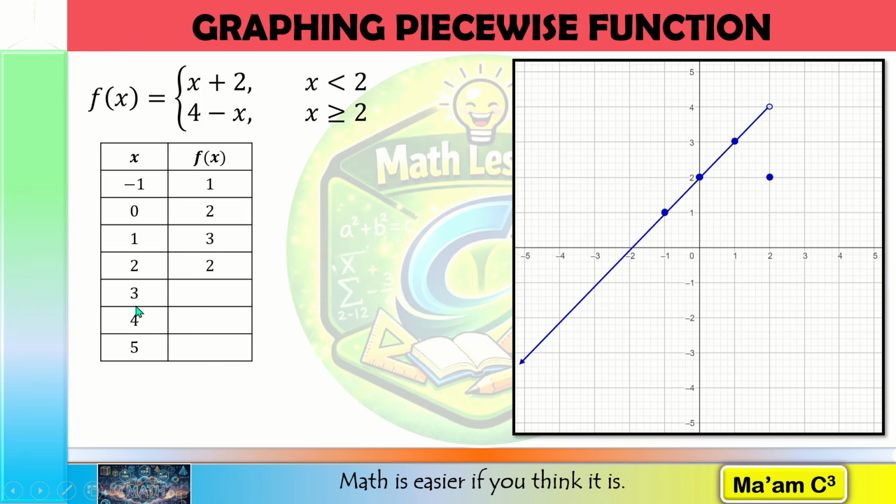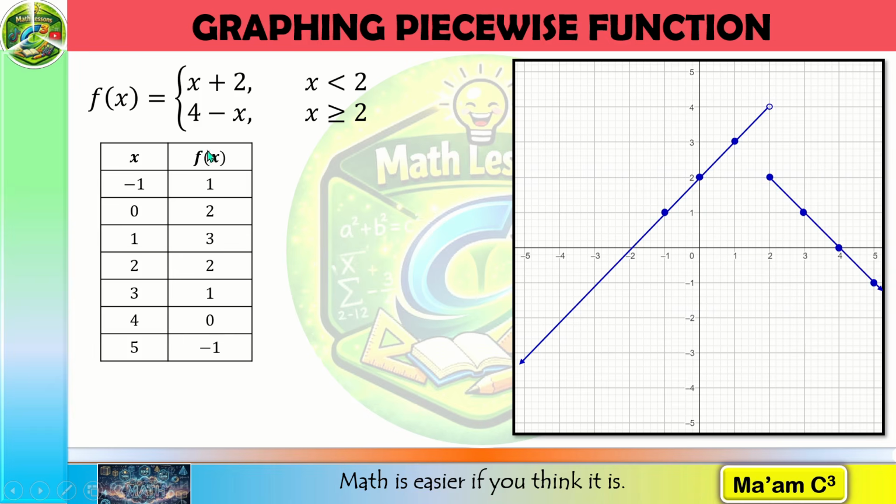Next, let us substitute 3. 3 is greater than 2, so we're going to use this condition. Substituting 3, 4 minus 3 is equal to 1. So x is 3 and y is 1. It's here. Next value, we have 4. 4 is greater than 2, so we're going to use this. 4 minus 4 is equal to 0. So if x is 4, y is 0. You're not going to move on the y-axis. Next one, we have 5. 5 is greater than 2, so we have here 4 minus 5, and that is negative 1. 5, negative 1. Now let us connect our points.